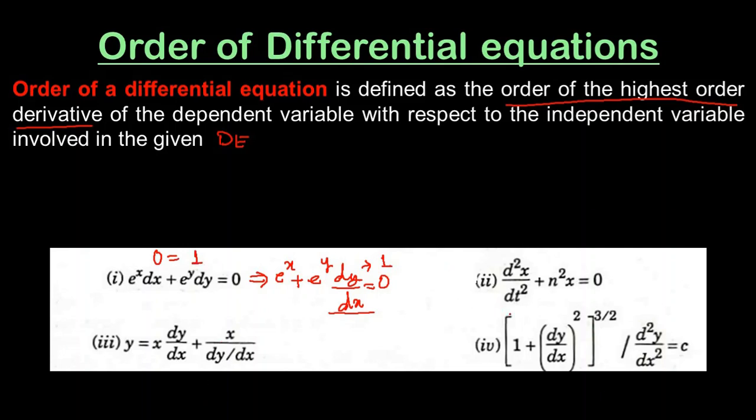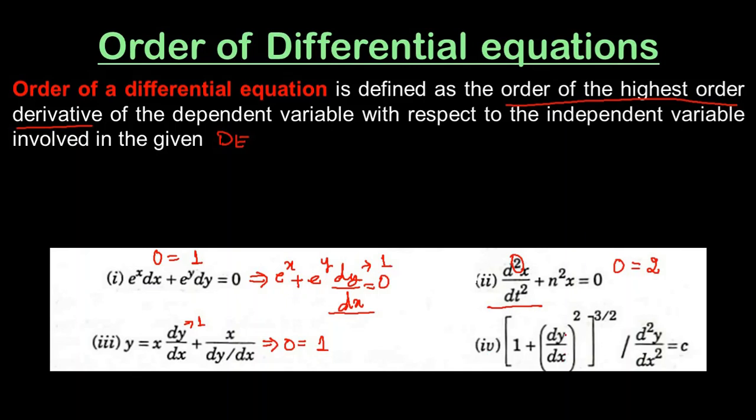If you look at the second example, the derivative term is of the order of 2, right? And if you look at the definition of order of differential equation, the order of the highest order derivative is the order of differential equation, and therefore order of this differential equation will be 2. It is the differential equation of second order. Look at the third example. The order of dy by dx is 1, and therefore order of this differential equation will also be 1.